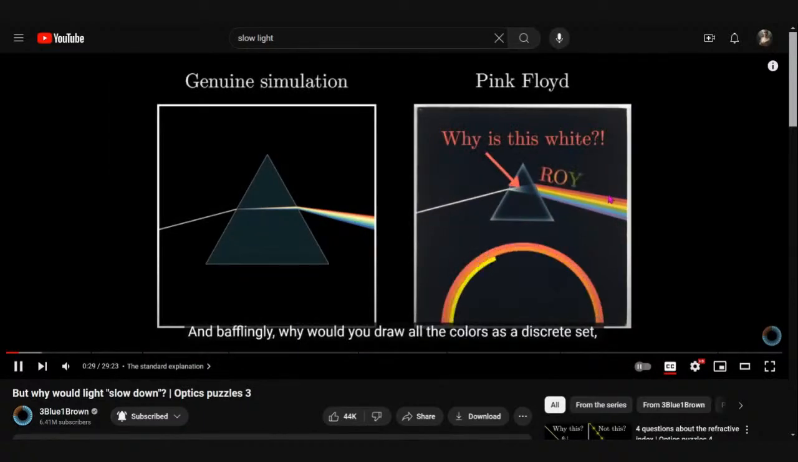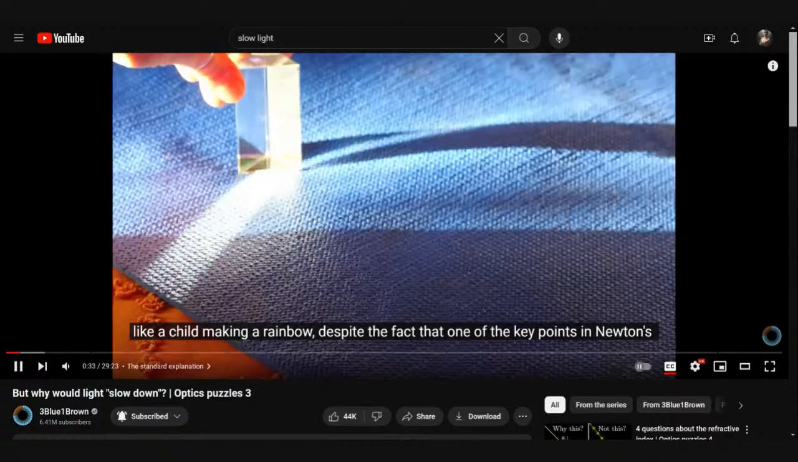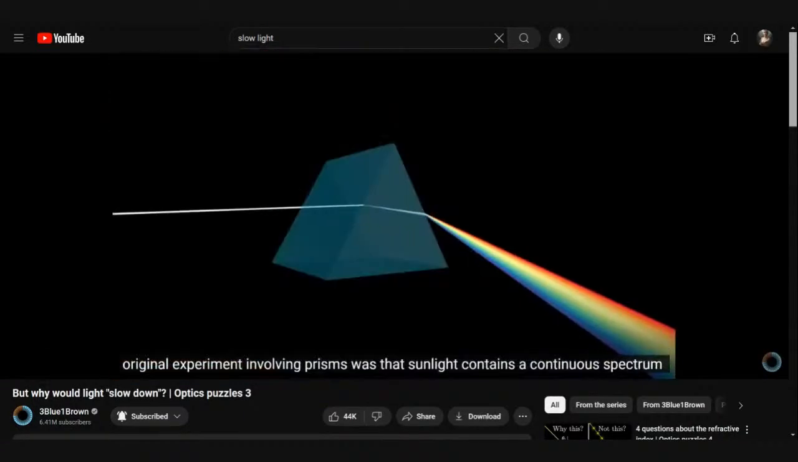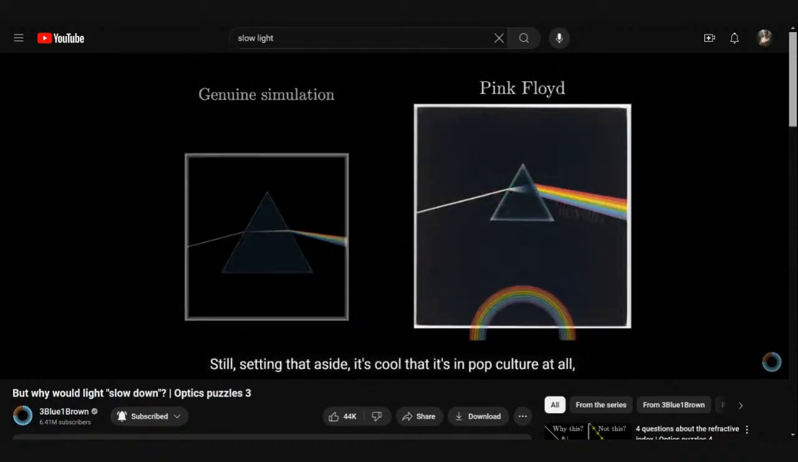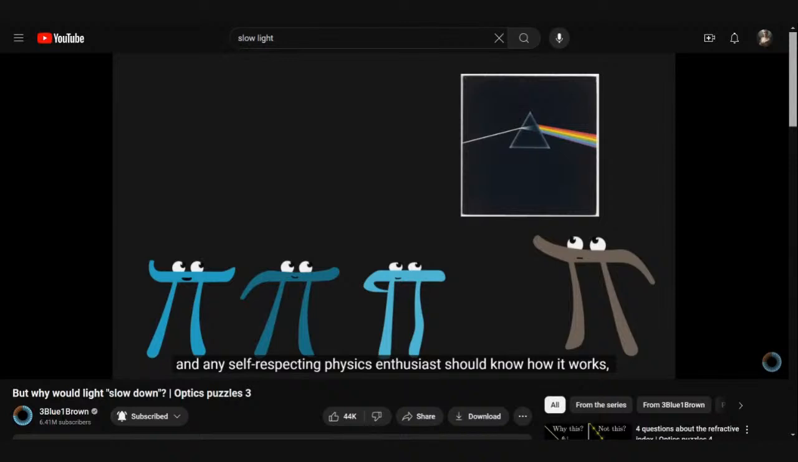And bafflingly, why would you draw all the colors as a discrete set, like a child making a rainbow, despite the fact that one of the key points in Newton's original experiment involving prisms was that sunlight contains a continuous spectrum of colors? Still, setting that aside, it is cool that it's in pop culture at all, and any self-respecting physics enthusiast should know how it works.